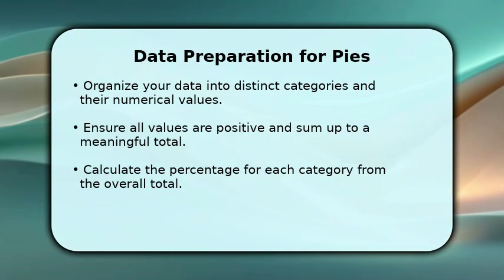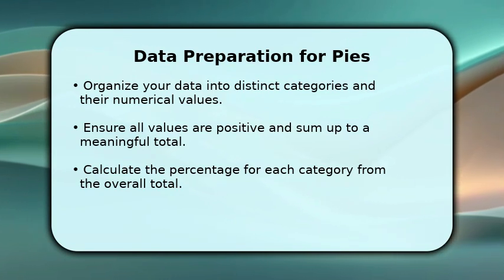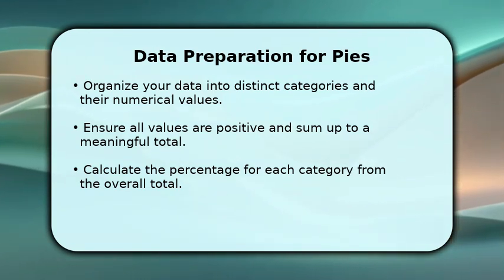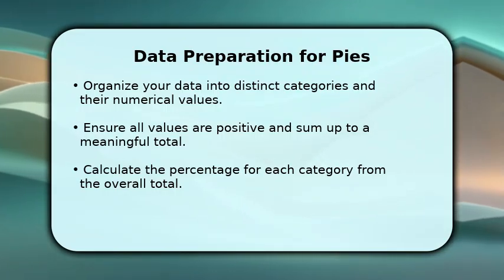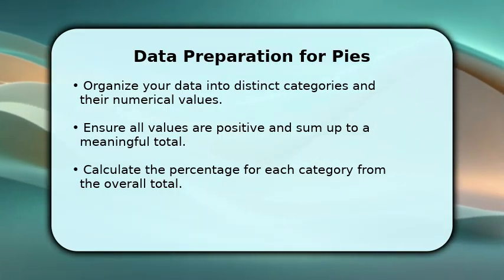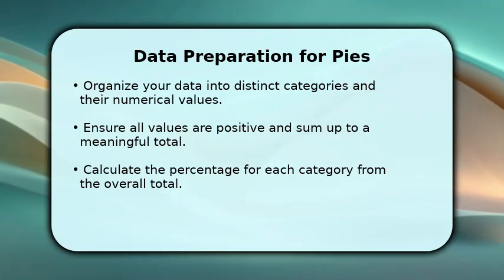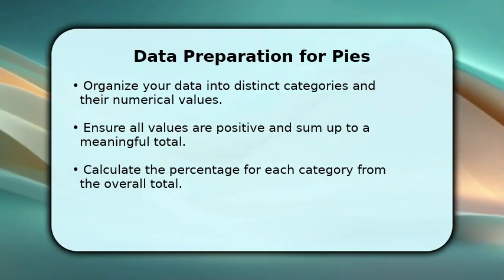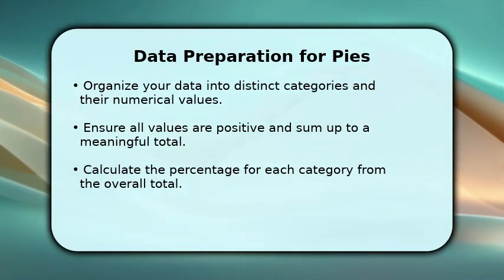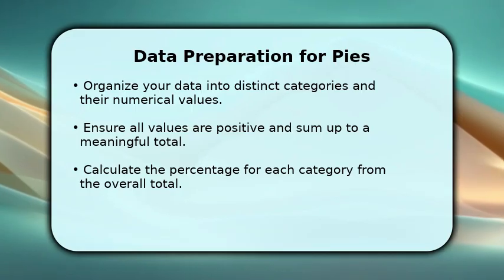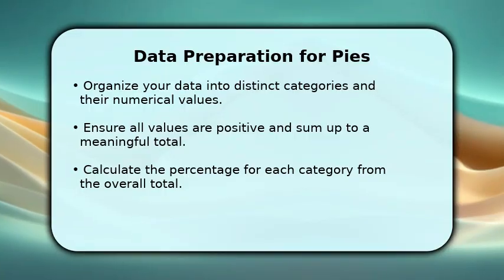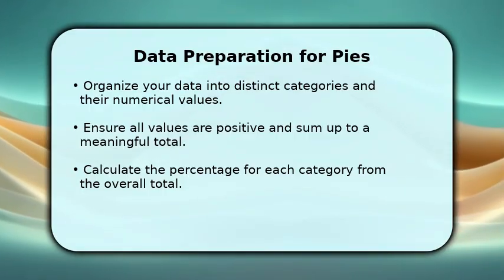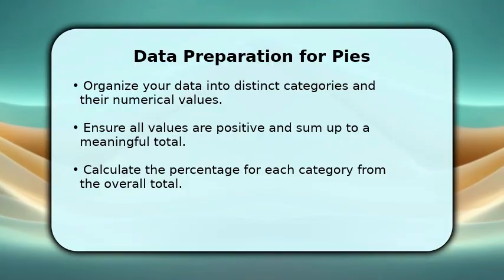Before drawing, proper data preparation is crucial. First, gather your data and group it into clear categories with corresponding numerical values. Make sure all values are positive. Then, calculate the percentage each category represents out of the total. For example, if a category has a value of 25 and the total is 100, its percentage is 25%. This step ensures your diagram accurately reflects proportions.